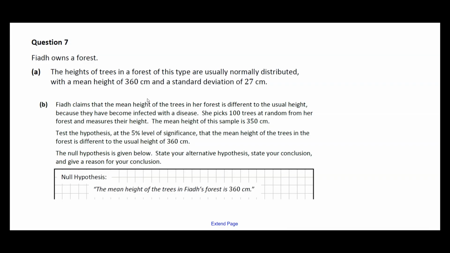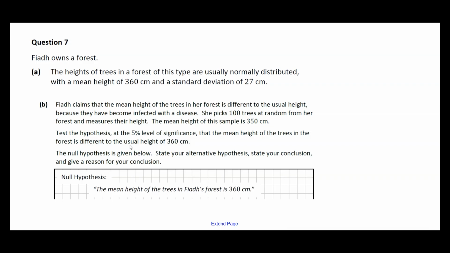Fia claims that the mean height of the trees in her forest is different to the usual height because they have become infected with a disease. She picks 100 trees at random from her forest and measures their height. The mean height of this sample is 350. Test the hypothesis at 5% level of significance that the mean height of the trees in the forest is different to the usual height of 360.